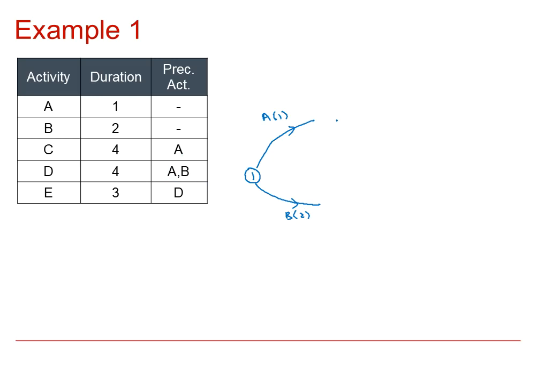To show C follows A on its own, that can be achieved by simply putting C straight in. So there's C. It lasts for 4 and it follows A. But now we need D to follow A and B. And the only way I can show that clearly is to put a node in there and a dummy activity coming down from A to the end of B and then follow it with activity D.